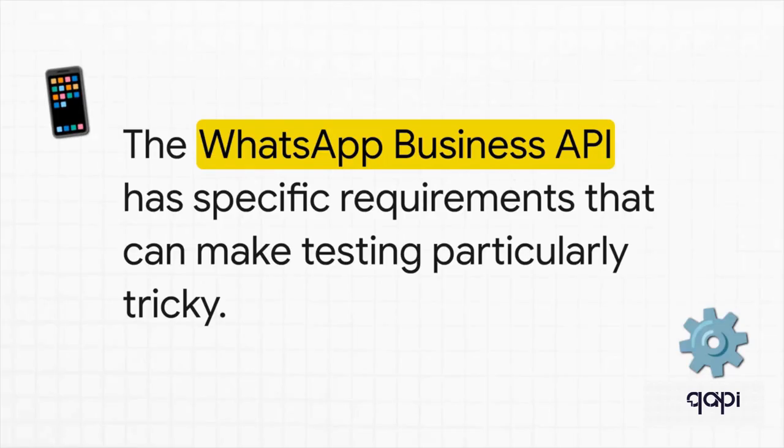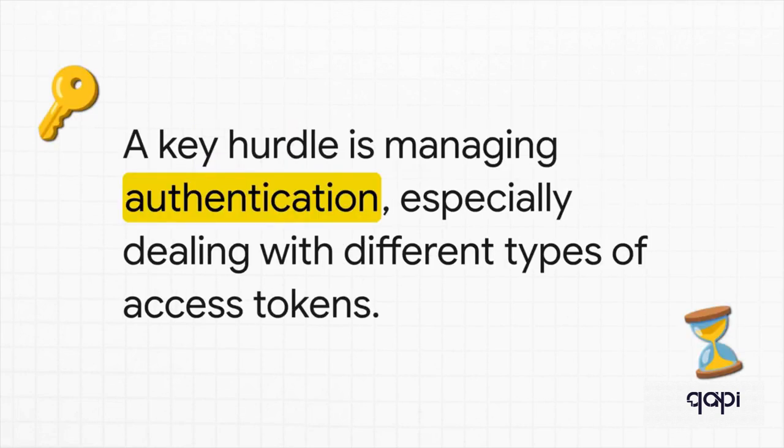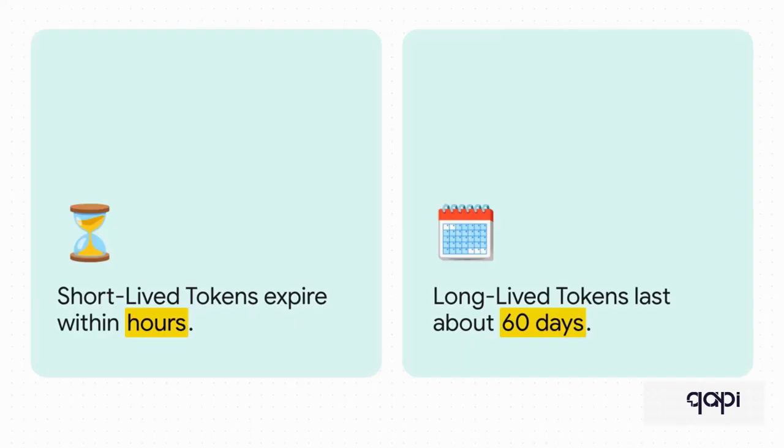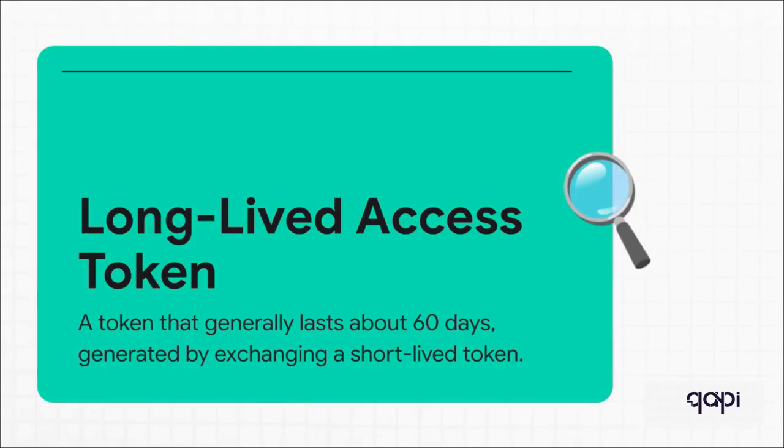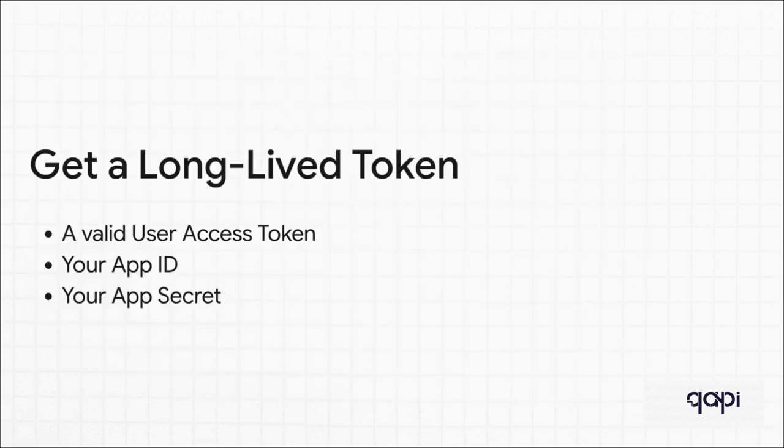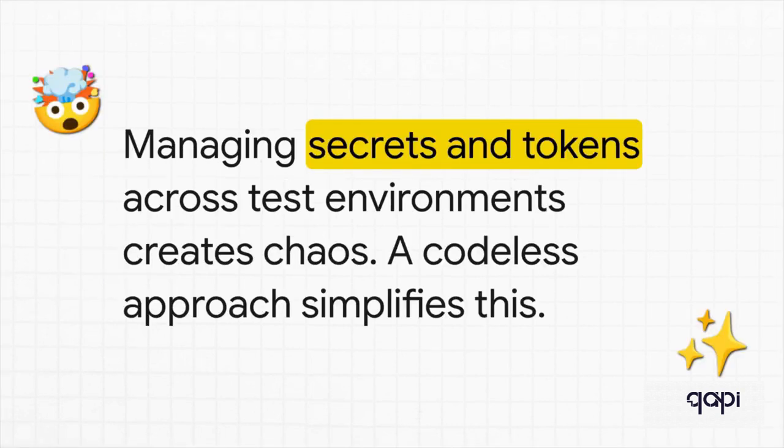That's crazy. Now, the WhatsApp Business API is awesome, but testing it, yeah, that's where things get tricky. One of the biggest hurdles is authentication. Specifically, we're talking about managing those access tokens. You've got short-lived tokens that die in hours and long-lived ones that last around 60 days. And you have to swap that short-lived token for a long-lived one to keep things running. So to make that swap happen, you're going to need your app ID and, this is key, your app's secret. Juggling all this is what we call authentication chaos. A codeless approach really helps by using environment variables.